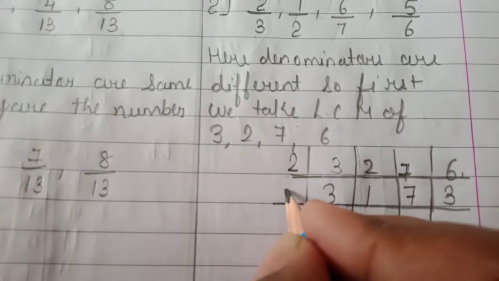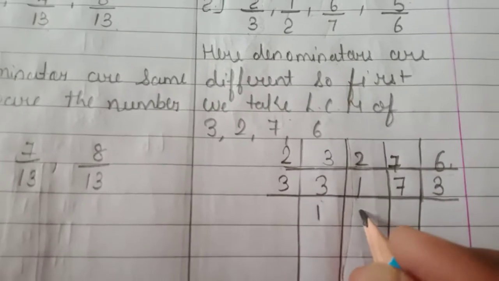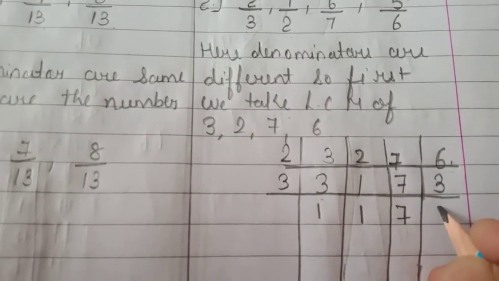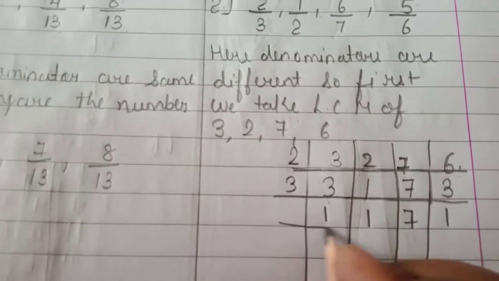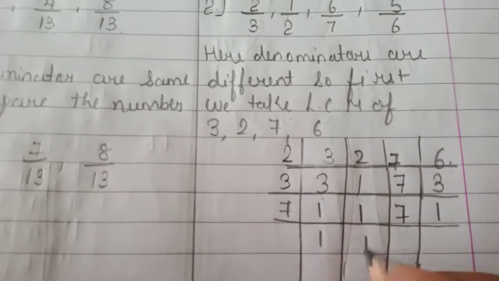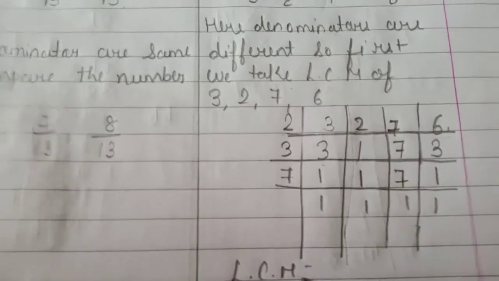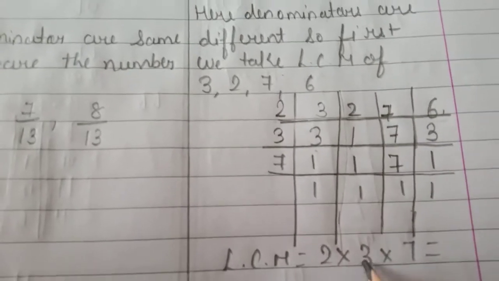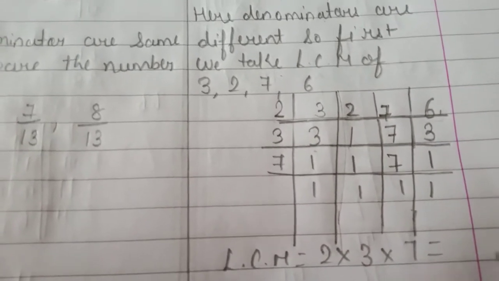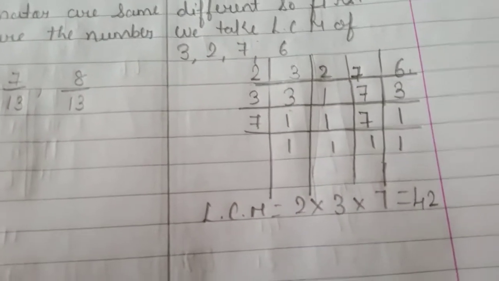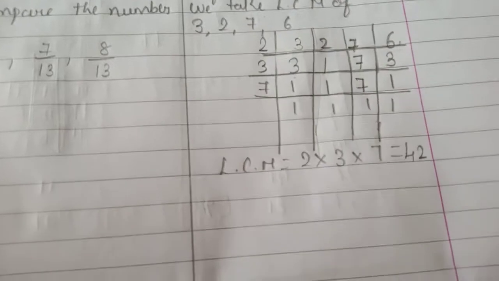So now we will move to 3 table. 3 ones are 3. So this 1 we will carry down. 7 will come in 7 table. Then 3 ones are 3. Now here 7 is there. So 7 will come in 7 table only. 7 ones are 7. So LCM equal to 2 multiplied by 3 multiplied by 7. 2 3s are 6. 6 7s are 42. So LCM equal to what we got? 42. So we have to make the denominator 42.